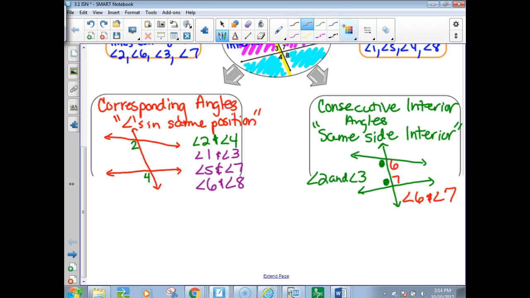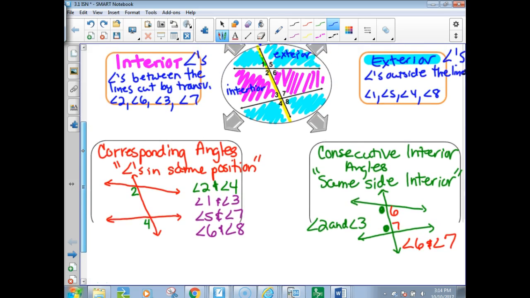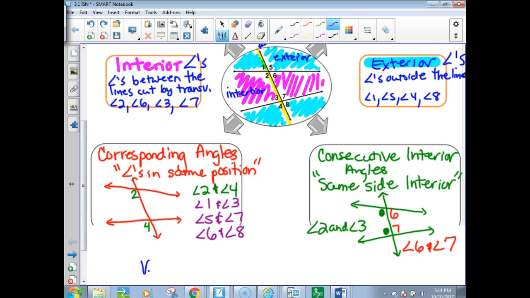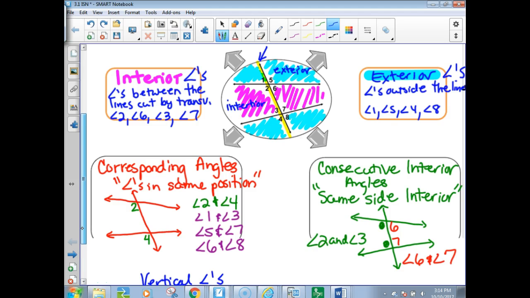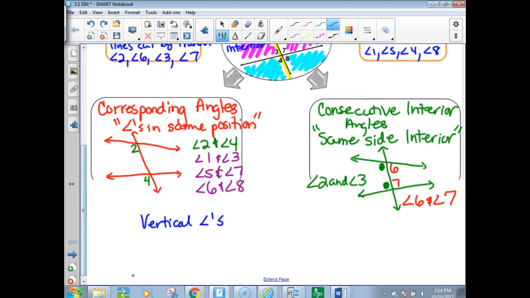I also would like to point out 2 other types of angles that we've talked about that you can see in our diagram. Vertical angles. Okay, let's list the vertical angles in our picture. I'd say 1 and 6, 5 and 2. Angle 5 and angle 2, those are vertical. Angle 3 and angle 8. And angle 7 and angle 4.